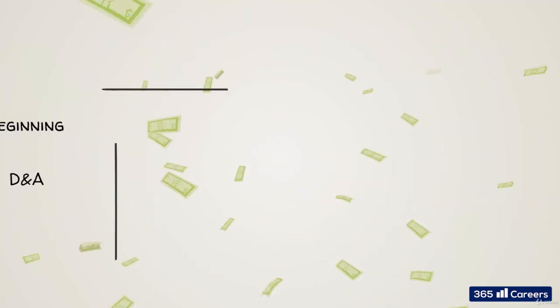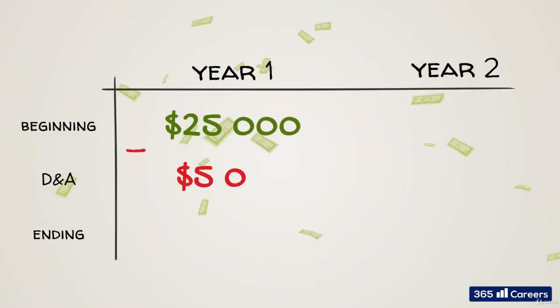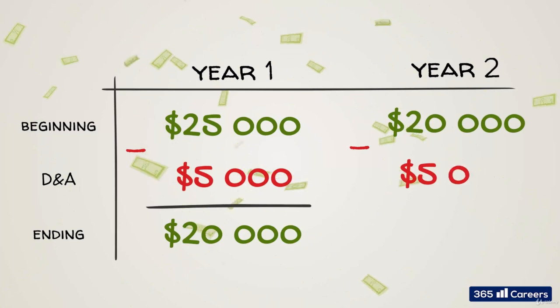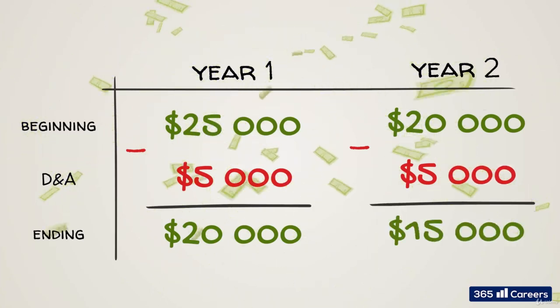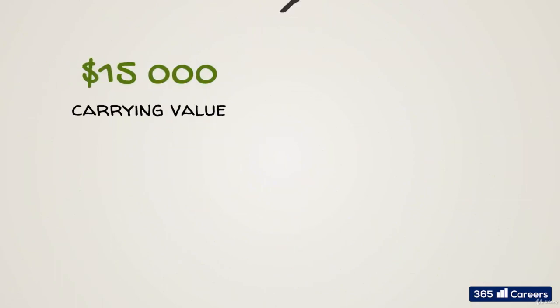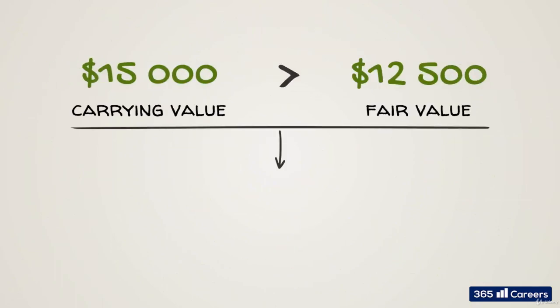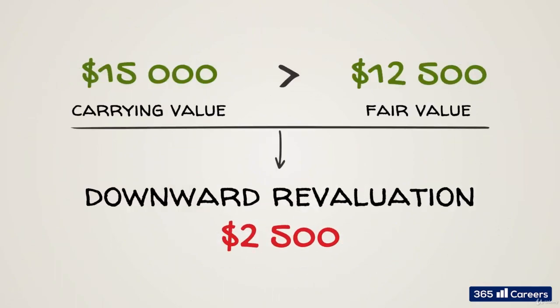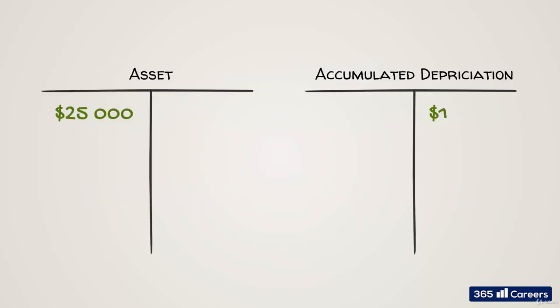$5,000 per year. After 2 years, the carrying value of the asset would be equal to $15,000, as a depreciation of $10,000 would be accumulated. The $15,000 carrying value is greater than the $12,500 fair value we have, so this will be a downward revaluation of $2,500. However, before we continue further, we need to clear up accumulated depreciation.